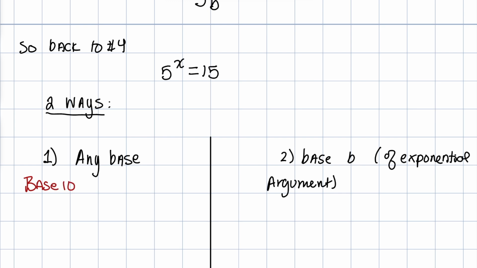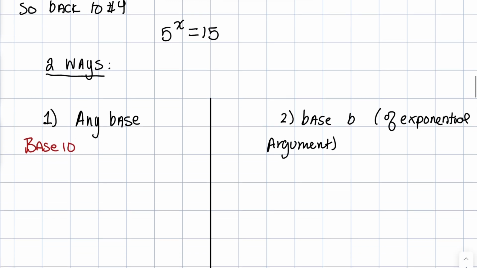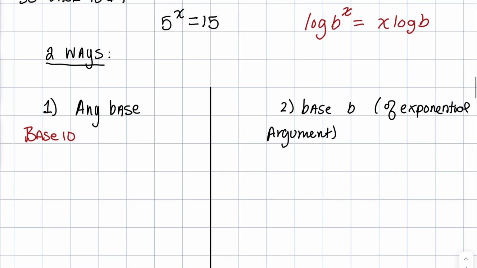Okay, I'm going to use base 10. So if I want to get the exponent down, remember our properties, our power property, log of b to the x equals x log b. So I'm going to take log base 10 of both sides. Remember, whatever you do to one side, you have to do to the other. And it's completely fine if you're solving an equation and you want to use logs to solve it, you just have to do it to both sides.